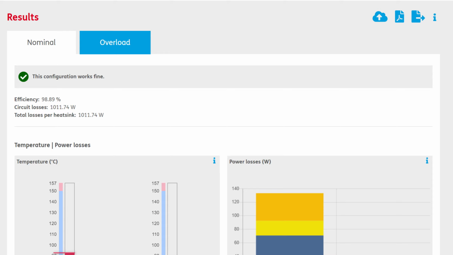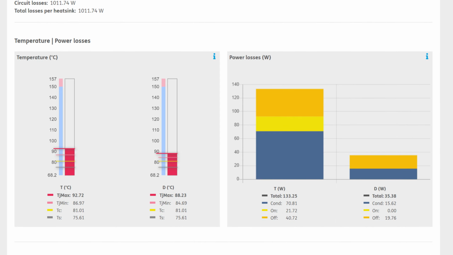The presentation of the results for the individual switches in the circuit varies depending on which circuit you have selected. In this example, we have chosen a 2-level, 3-phase inverter with IGBTs. The T indicates the transistors, while D indicates the freewheeling diodes.